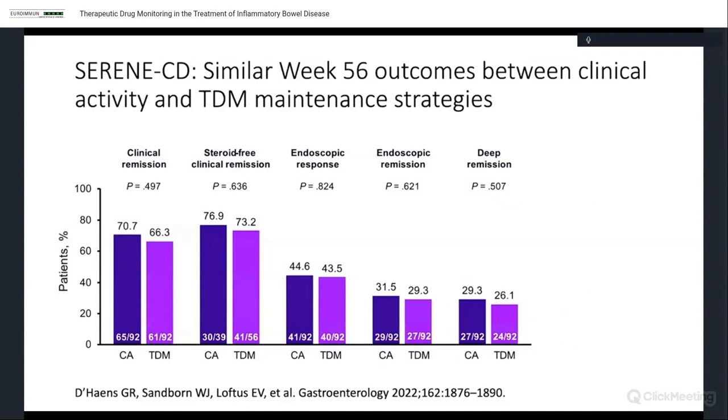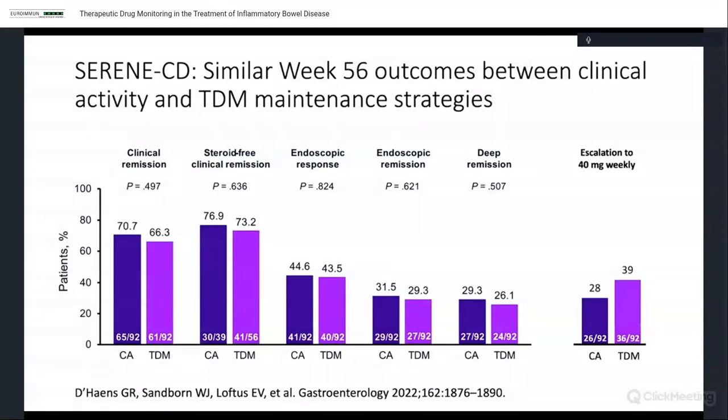Here I'm sharing the results of the maintenance strategies at week 56, and you can see there are a number of outcomes assessed, both clinical and endoscopic, and there was no difference between the clinical advancement strategy and the TDM advancement strategy.